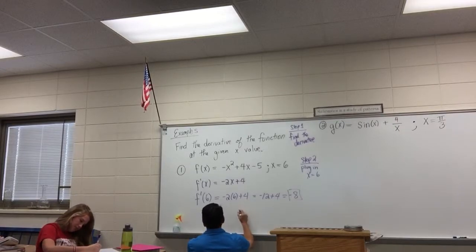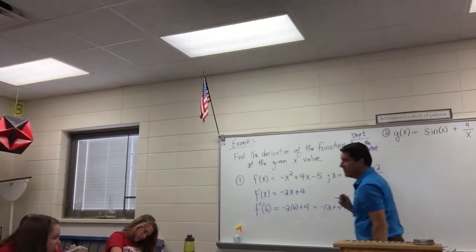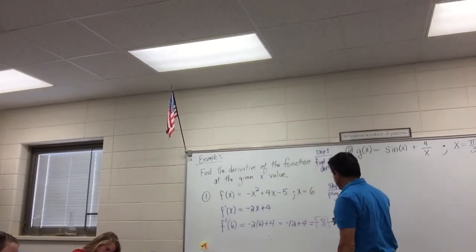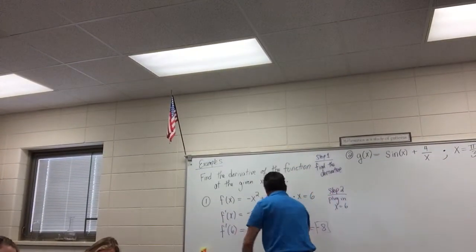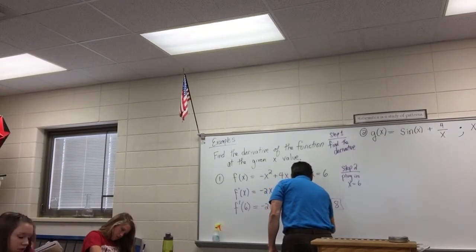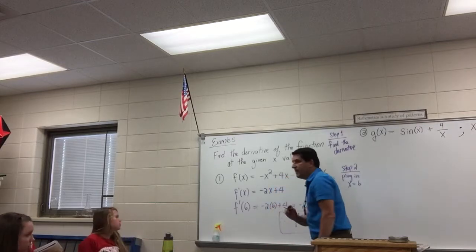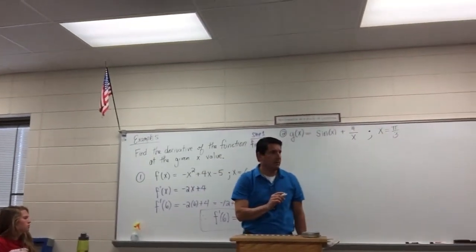So here's how I want to show you. 3 dots mean therefore. Okay, 3 dots mean therefore. So to summarize what we did, therefore, f prime of 6 is equal to negative 8. That wraps up and concludes our statement.